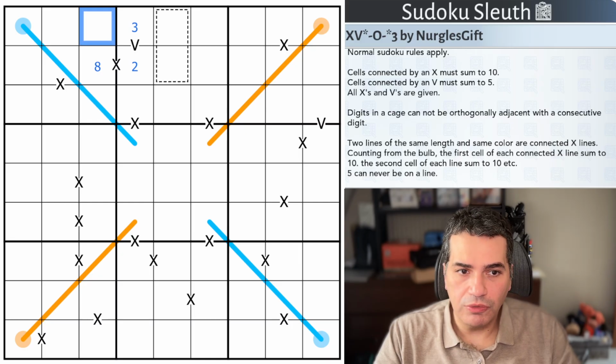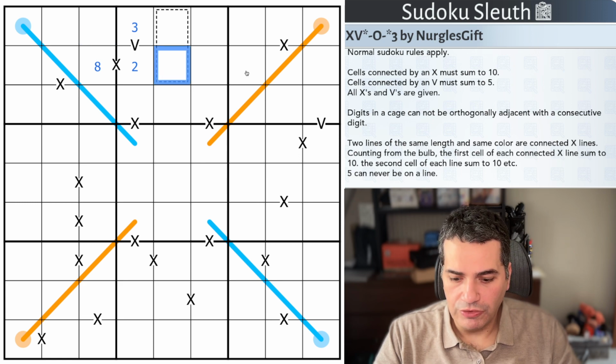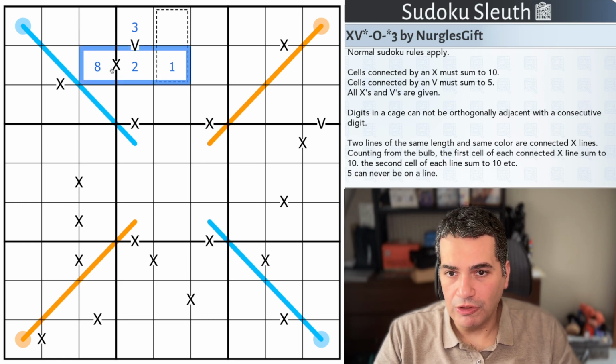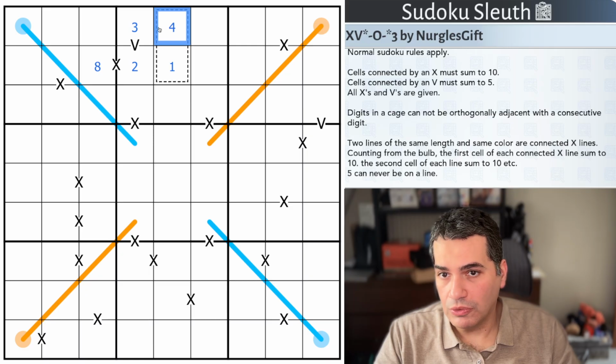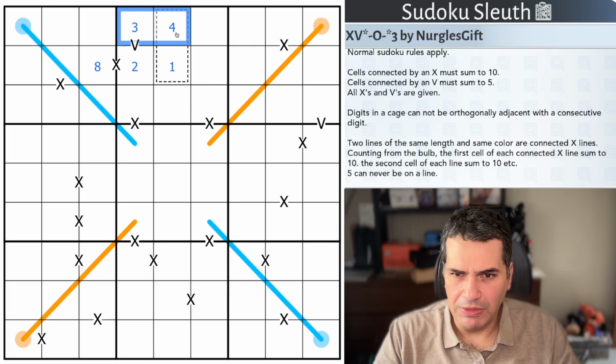Digits in a cage cannot be orthogonally adjacent with a consecutive digit. So this cell, for example, couldn't be a 1 because that would be consecutive with a 2. That couldn't be a 4. That would be consecutive with a 3. I mean, admittedly, these two cells couldn't have been 1, 4 because there is no V in there either.